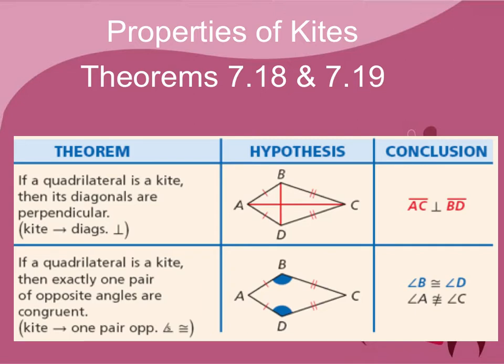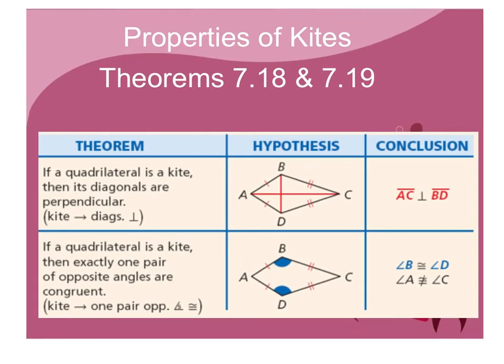Now we're going to see properties of kites, again presented as theorems. Again, the numbers are not important to us, just understand what they say. If a quadrilateral is a kite, then its diagonals are perpendicular. Just like the rhombus and the square, the diagonals of the kite are going to be perpendicular.